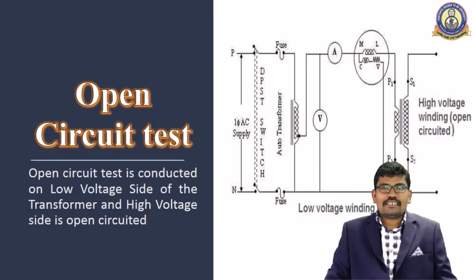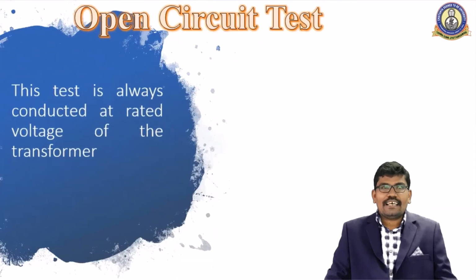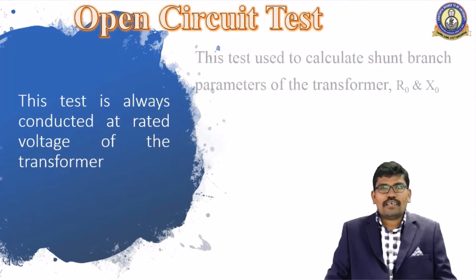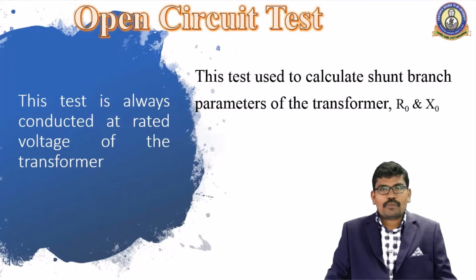This open circuit test is conducted at the rated voltage of the transformer. For the 11 kV by 400 kV transformer, we have to supply 11 kV to the low voltage side. This test is used to measure the shunt branch parameters of the transformer. Those are also called magnetizing parameters, that is R0 and X0.